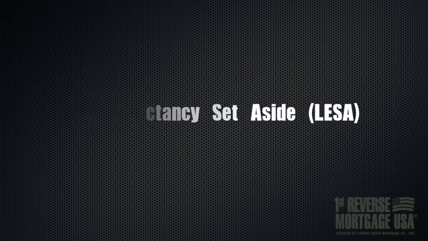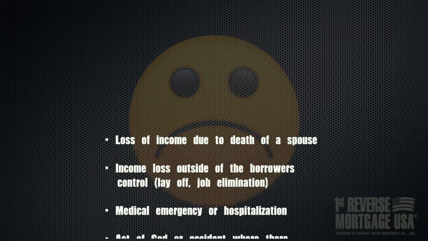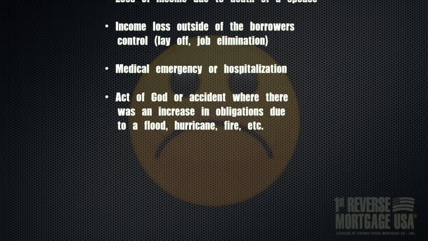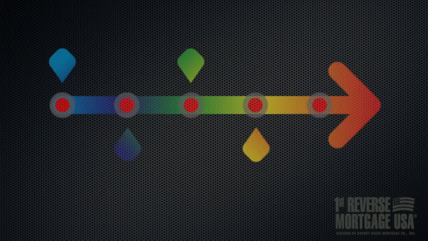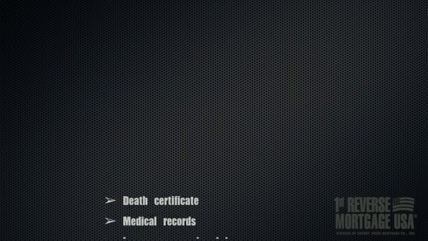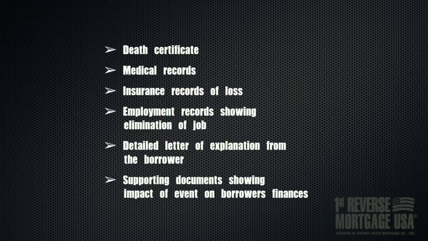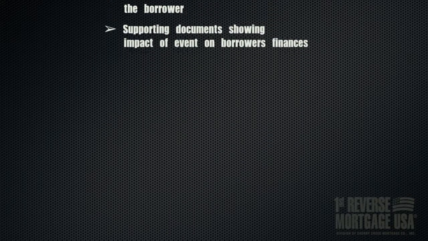Examples of extenuating circumstances include loss of income due to death of a spouse, income loss outside of the borrower's control, such as a layoff or job elimination, medical emergency or hospitalization, or an act of God or accident where there was an increase in obligations due to a flood, hurricane, fire, etc. Establish a timeline supporting a direct cause for the late derogatory pay history. Documentation can be done with common sense types of things that would accompany any of those unfortunate events. Evidence supporting that the borrower didn't have an unwillingness to pay or meet their obligations is encouraged.